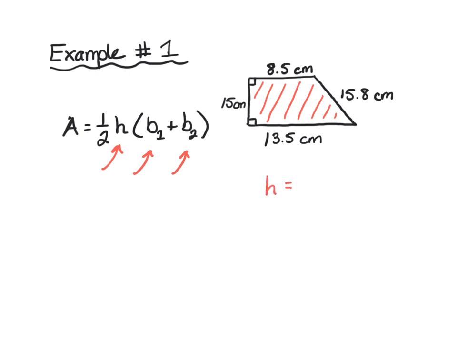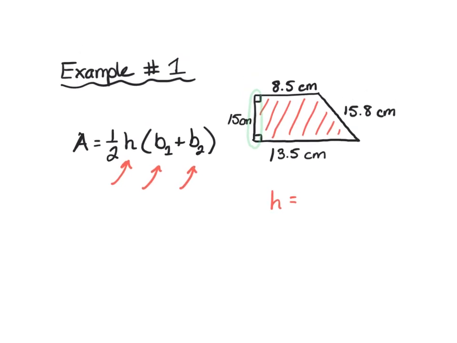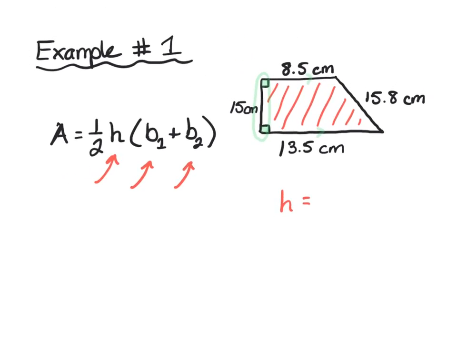Height is going to be that portion of the trapezoid that is perpendicular to the two parallel sides. I repeat, it's the line that is perpendicular to the two parallel sides. So there is a line right here that is perpendicular. We can see that here with the right angle symbols to the two parallel sides. So the height of this particular trapezoid is going to be 15.